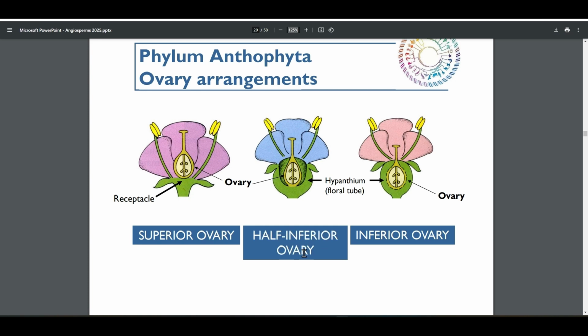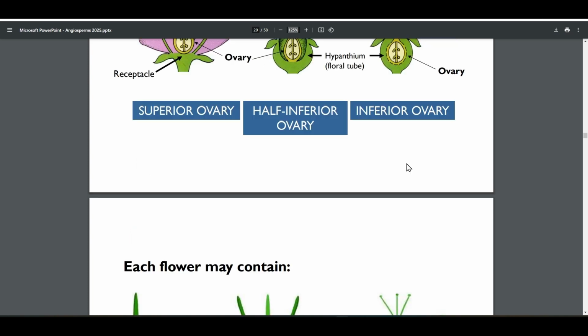And then half inferior ovary means that the ovary is half embedded into the hypanthium, which you can think of as a modified receptacle. Although it's half embedded in, it's not completely sealed, so you can see some space around it. That's half inferior. And finally, inferior just means that it's completely sealed. There's no space around it.